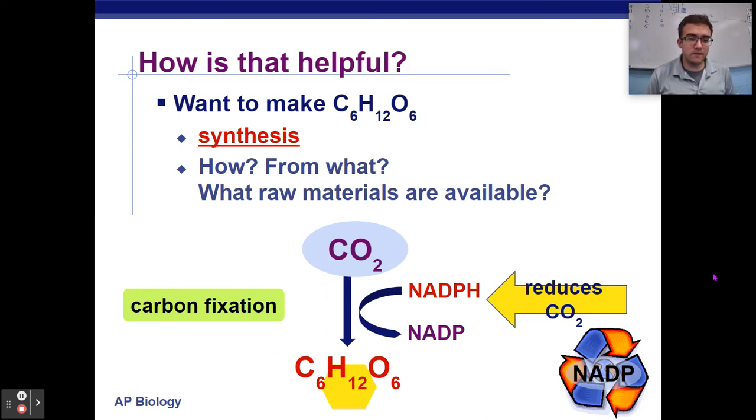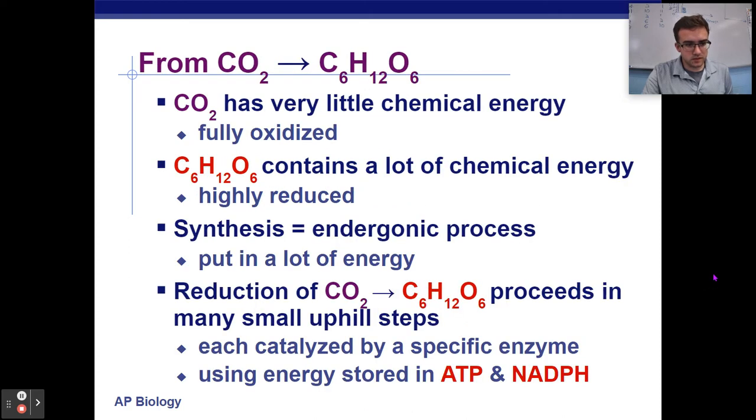So we can go through this carbon fixation process of turning CO2 into sugar, into the primary sugar, which is glucose that we use. So the NADPH is going to reduce the CO2. It's going to do that 6 times to give us sugar.